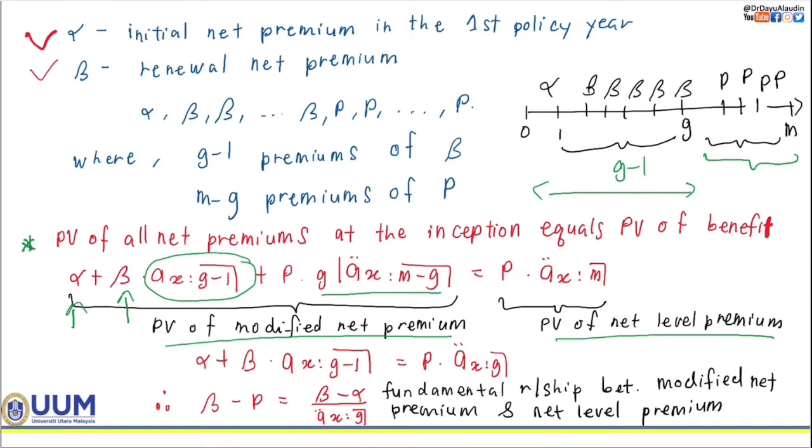So this is another equation where alpha plus beta times the annuity equals the net level premium for G years. And finally we get this equation. This is the fundamental relationship between modified net premium and net level premium. So these two equations are very important.